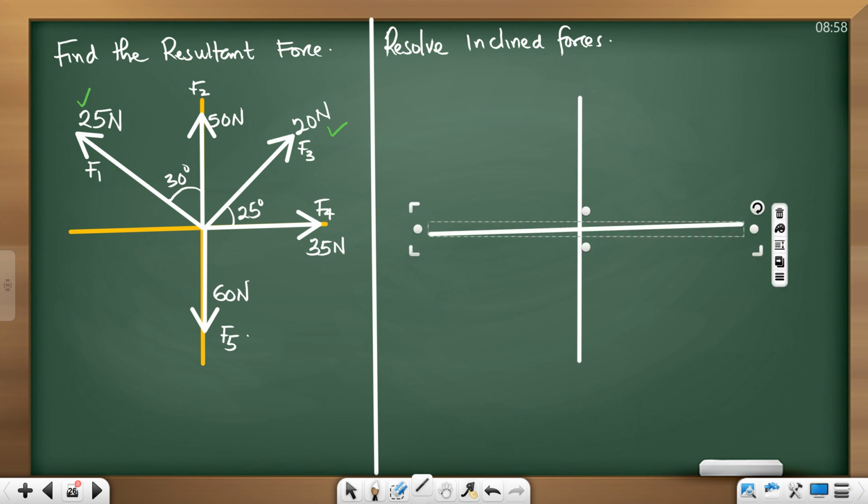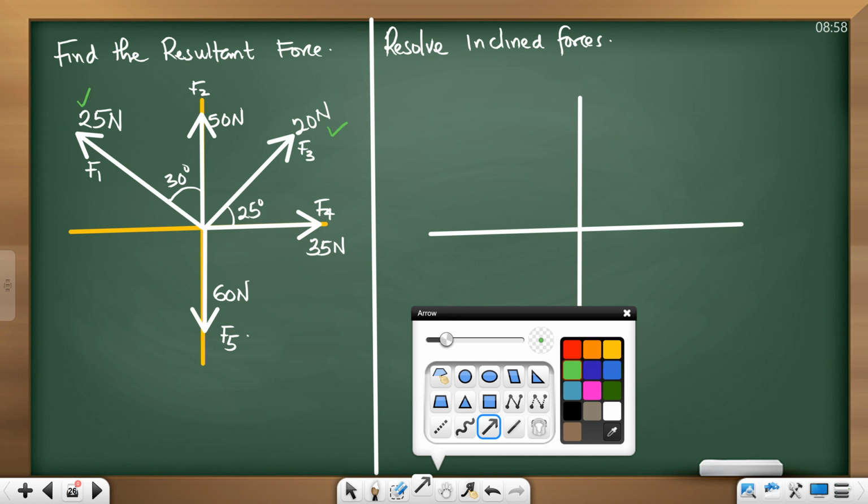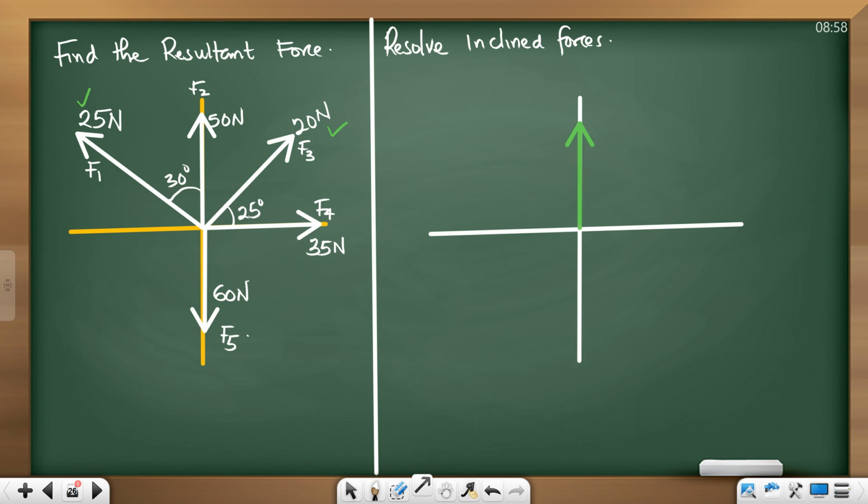I'll take it slowly. I am going to first draw the inclined forces. No, I'm going to draw the horizontal and vertical. Which one is horizontal? We've got a 50 newtons there, right? F2, 50 newtons. Next, we have this, which is what? 35 newtons. We've got a 60 newtons. This one, we did not resolve them. Why didn't we resolve? Because they are already vertical and horizontal.